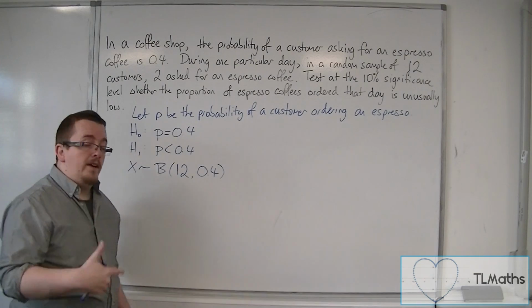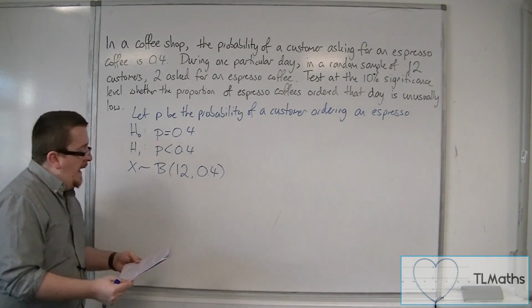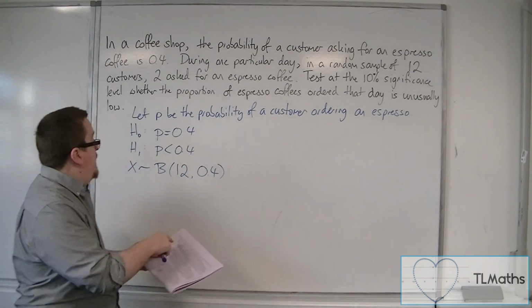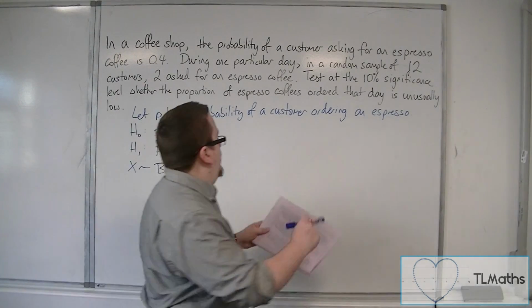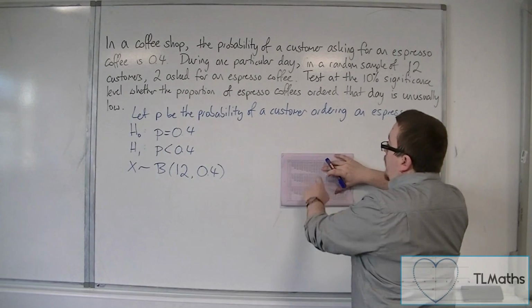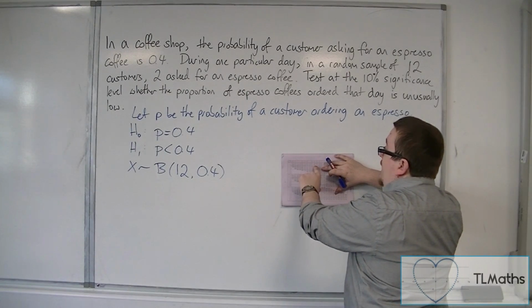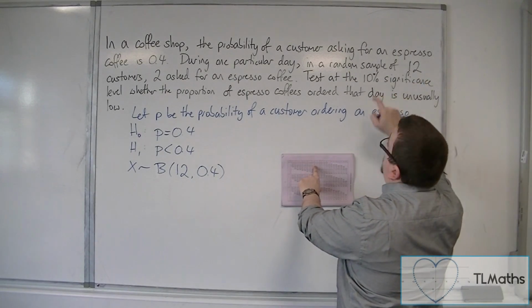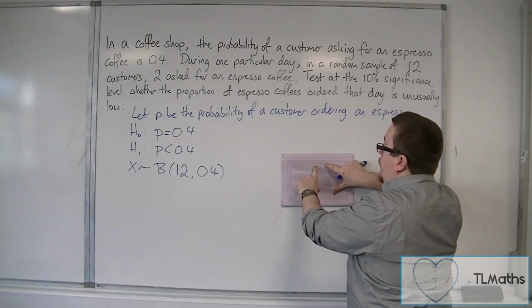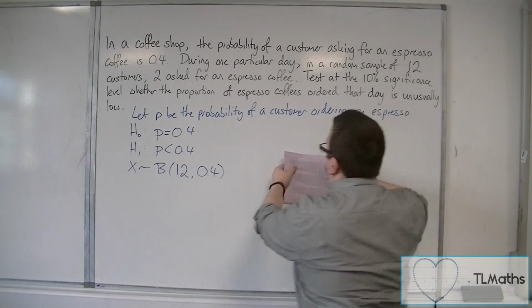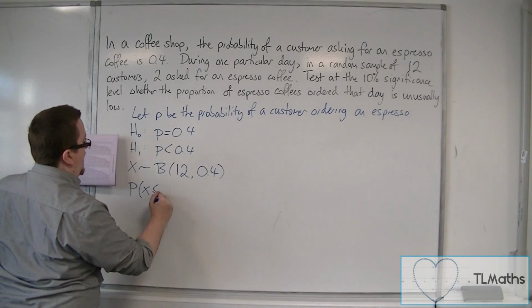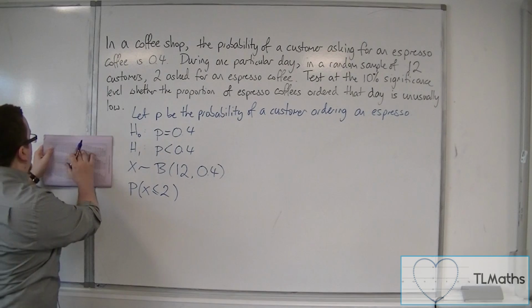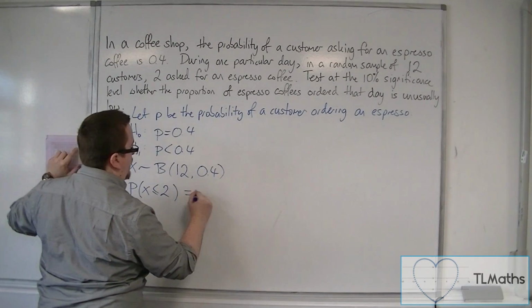It is here where things slightly change. At this point we get our tables, and we go to n is 12 and a probability of 0.4. I want to look down the 0.4 column until I hit this 10% significance level. So we've got the probability of x being less than or equal to 2, and this is what I would write down: the probability of x being less than or equal to 2 is equal to 0.0834.